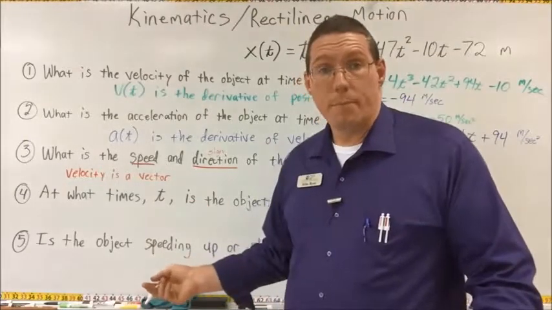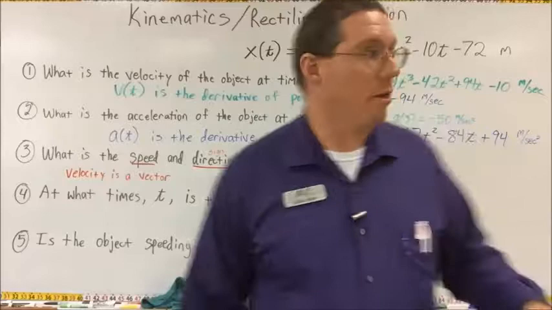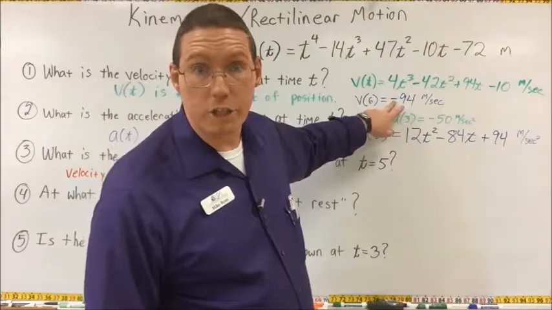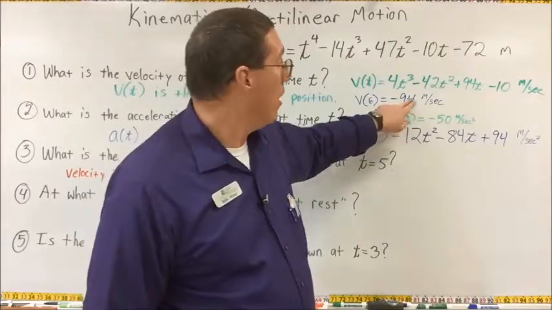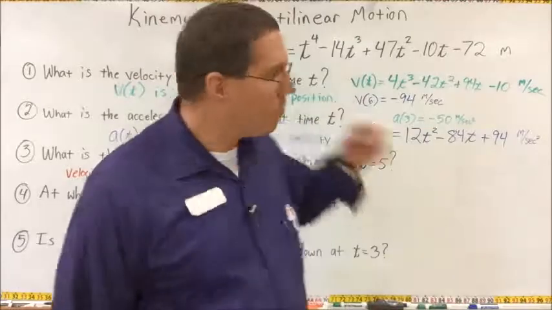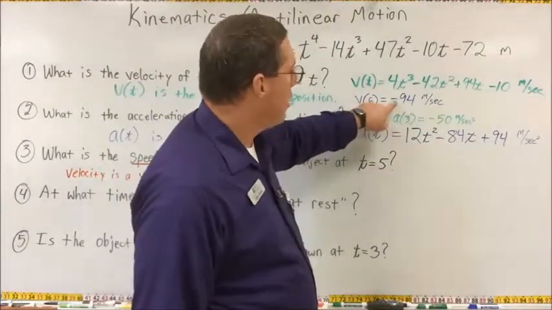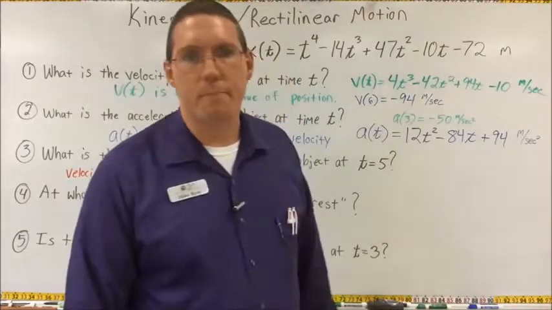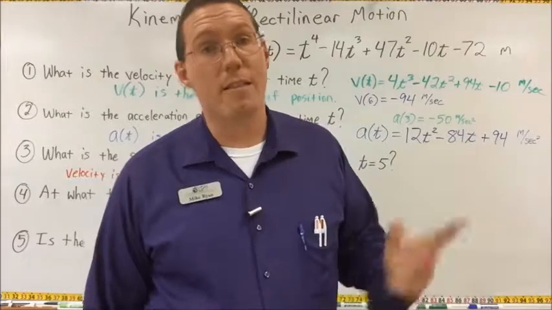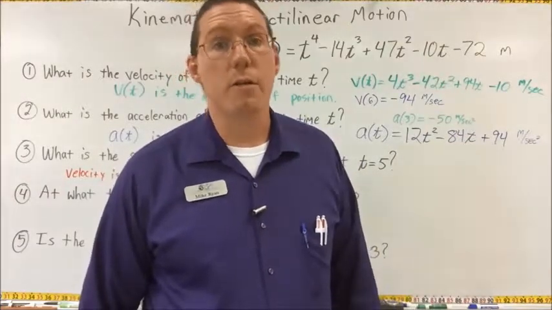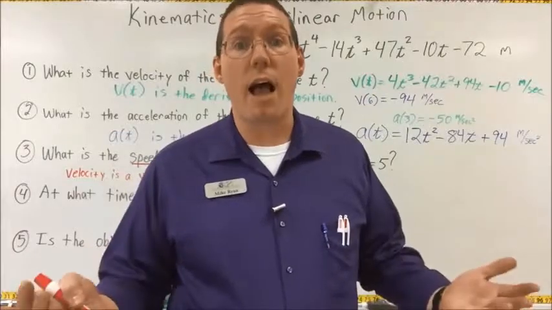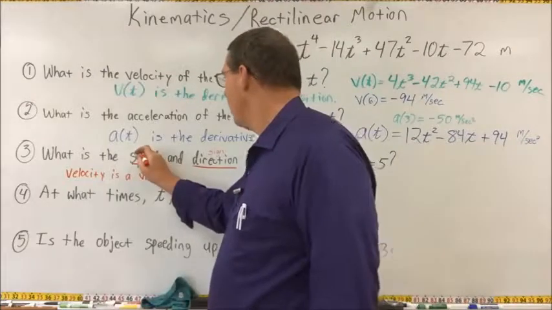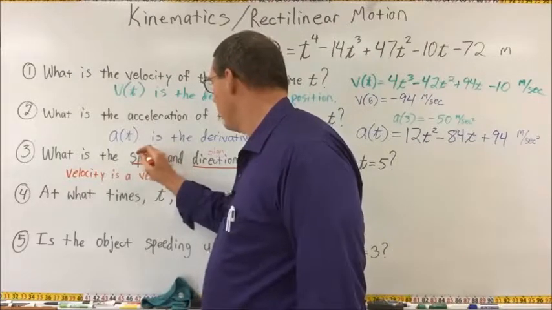The number is called the magnitude of the velocity. So here, the velocity is negative 94. We have negative, that means a negative direction with a magnitude of 94. That 94 right there, that's the speed. So this object at time 6 is moving leftward at a speed of 94 meters per second. You want to be careful. Don't say that the speed is negative 94 meters per second, because speed does not have a sign to it. Speed is an absolute value. So speed is the number or the value.